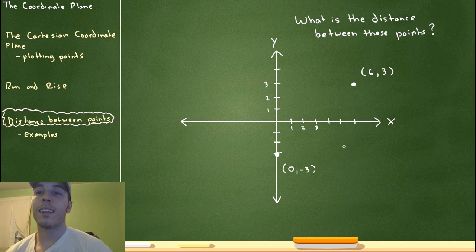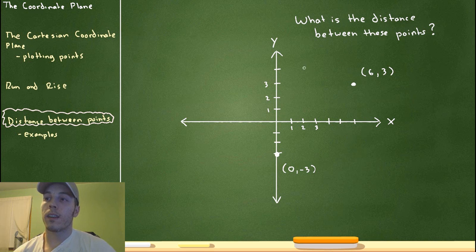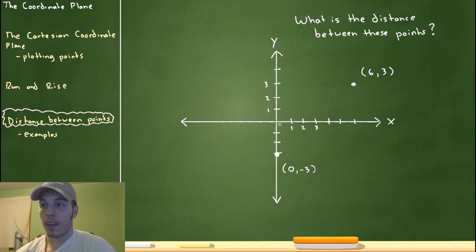So let's talk about the distance between points. So here I have the Cartesian coordinate plane. Here's my x-axis and my y-axis. And I have some sort of scaling going on here. You could tell I'm counting by ones on the x-axis, and I'm counting by ones on the y-axis as well. I have 2 points labeled.